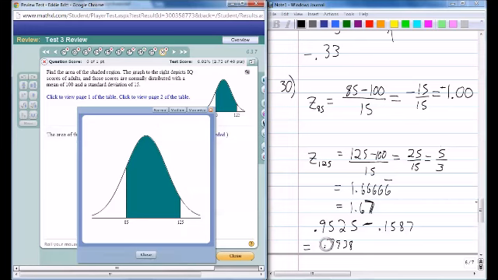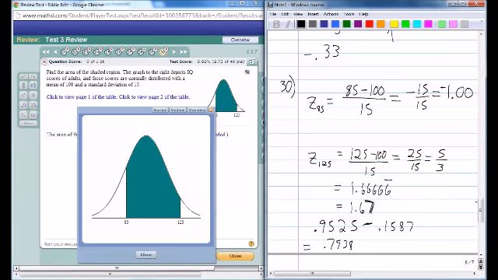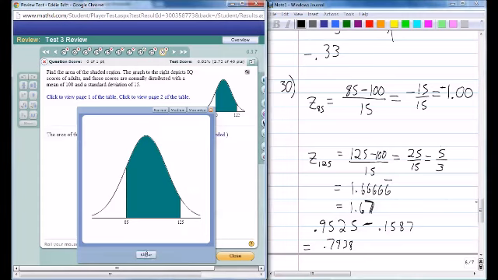We found it to be 0.7938. So that's 79.38% of the time. So almost 80% of the time, if you randomly select one person, their IQ score would be between 85 and 125.